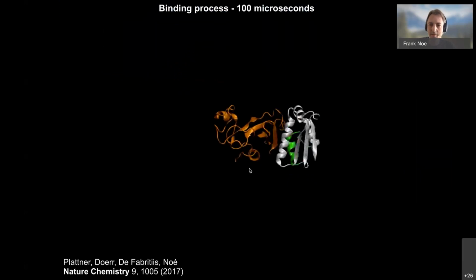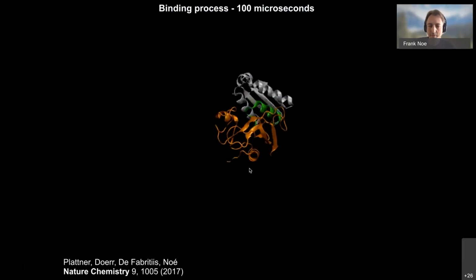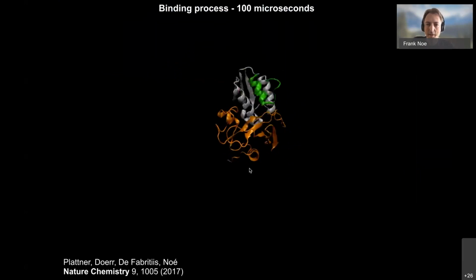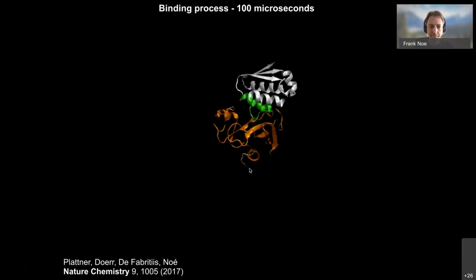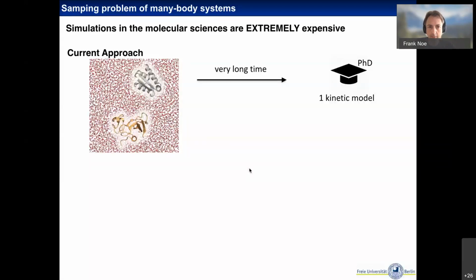And here is a binding trajectory where the proteins first associate and then they diffuse on each other's surface until they eventually find the bound state. Okay, so you can use your simulation data much more efficiently using Markov state models. It still takes a lot of simulation data to get a good Markov state model, but that is just an indicator for the fact that your simulation data is always the problem. There's always a sampling problem.